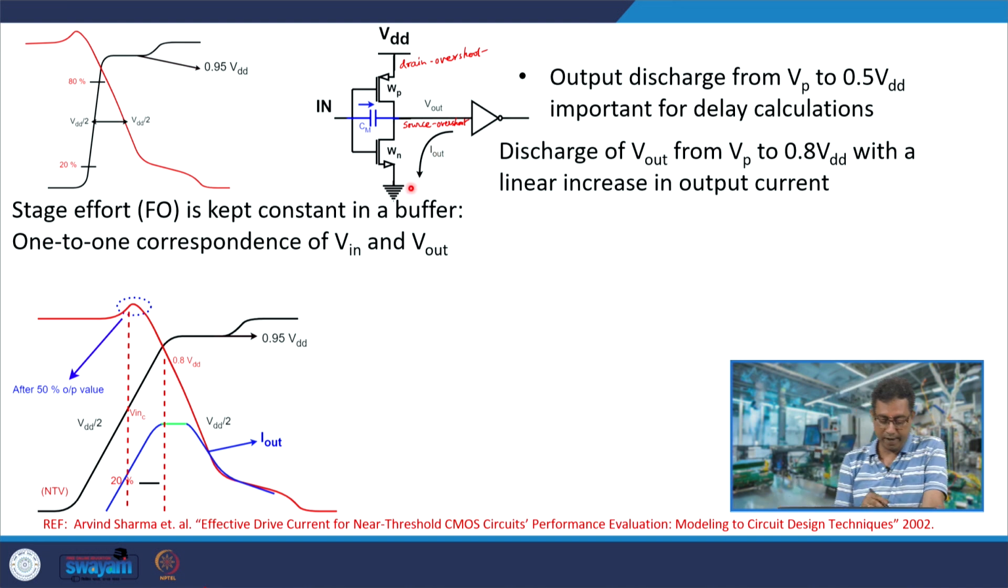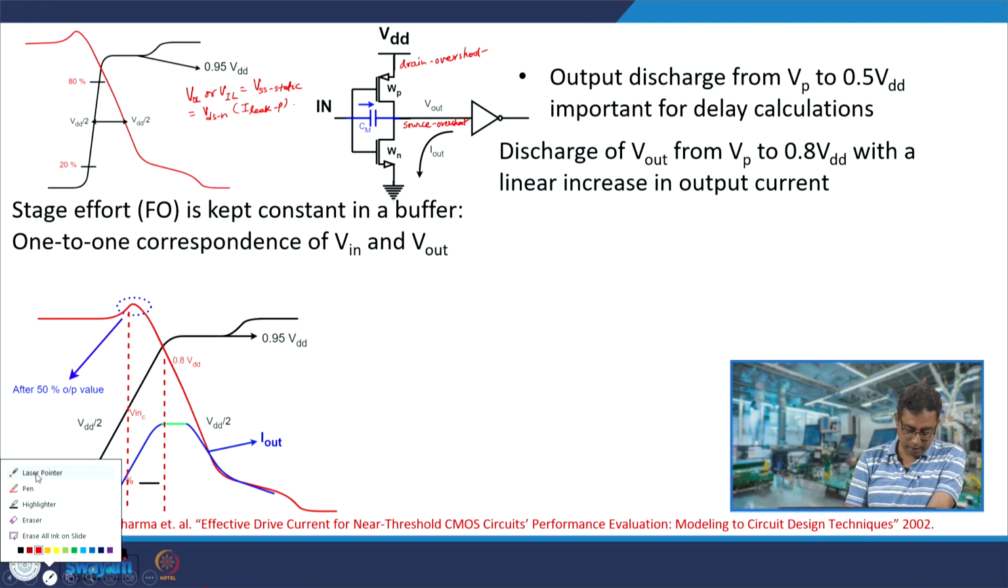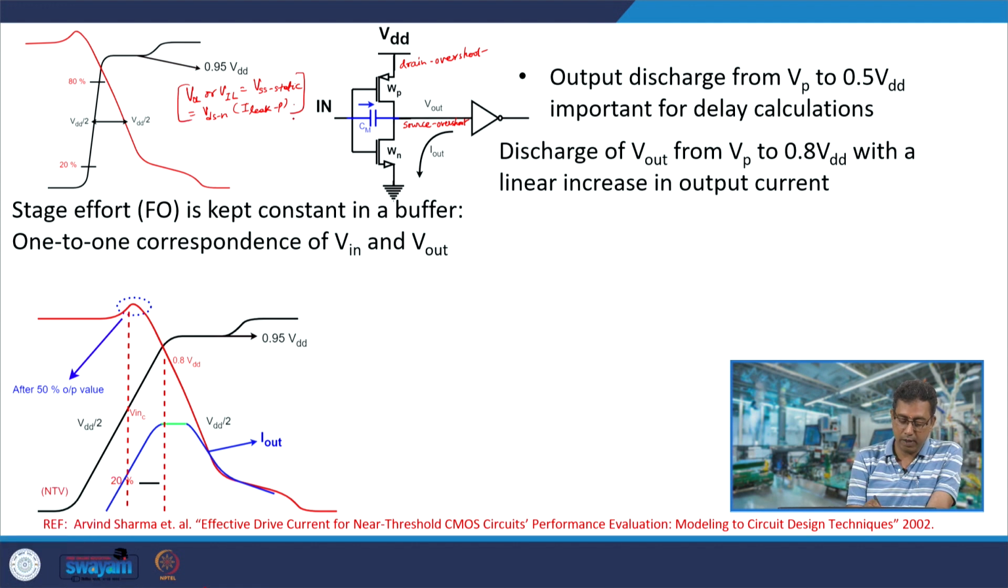So, we would find that VOL or VIL, the lower voltage, which we can also call VSS static, would be the VDS of the N MOSFET for a current equal to the leakage current of the P MOSFET. Now, we can calculate that because we know the Ron of the N MOSFET, we can always calculate this VDS. This is what we had discussed earlier. There is this value also which is important.